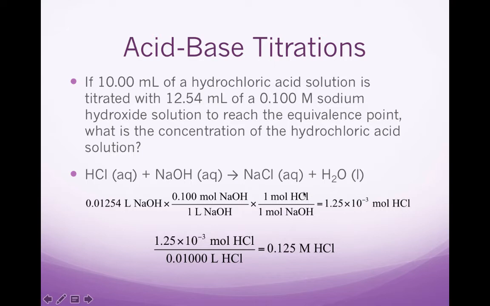Now, the thing to note is at equivalence points, you're not necessarily going to have the moles of acid and moles of base being equal, but they'll be stoichiometrically related. So you might have a 2-to-1 relationship, and that's fine. You just need to change that here. But anyway, here we have 1.25 times 10 to the negative 3 moles of HCl. So now we take that and divide it by the volume of HCl we had, which was 0.010000 liters of HCl, and we get a concentration of 0.125 molar HCl.